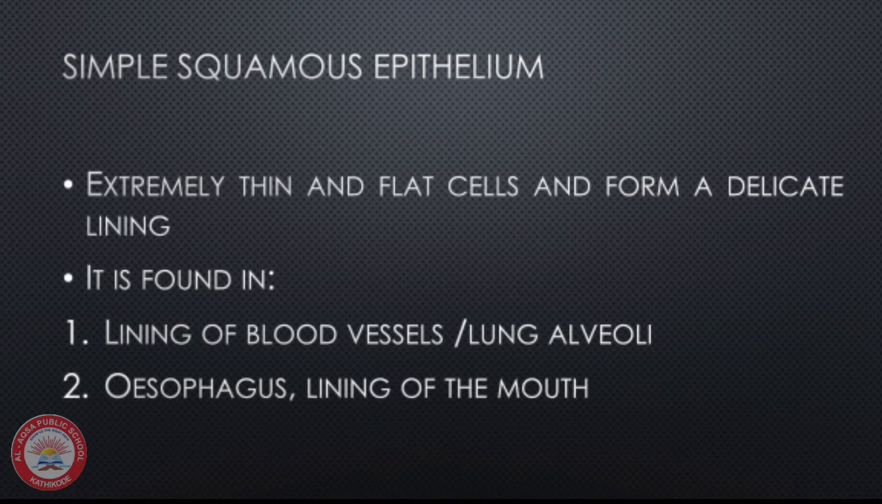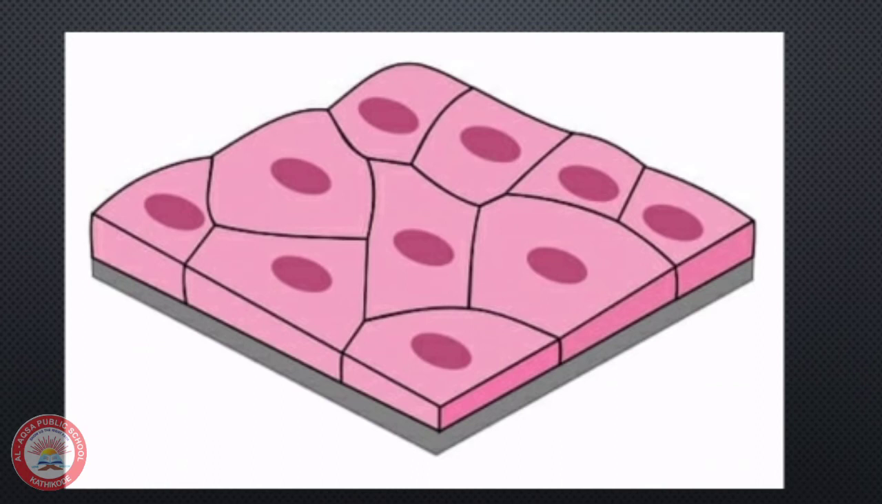Simple squamous epithelium. The cells of simple squamous epithelium are extremely thin and flat, and they form a delicate lining. Simple squamous epithelium is found in the lining of blood vessels or lung alveoli. These are two areas where transportation of substances occur through a selectively permeable membrane. It is also found in the esophagus and also the lining of the mouth. This is simple squamous epithelium. You can see how flat the cells are.